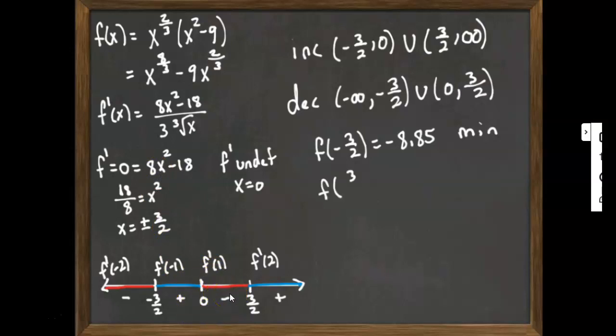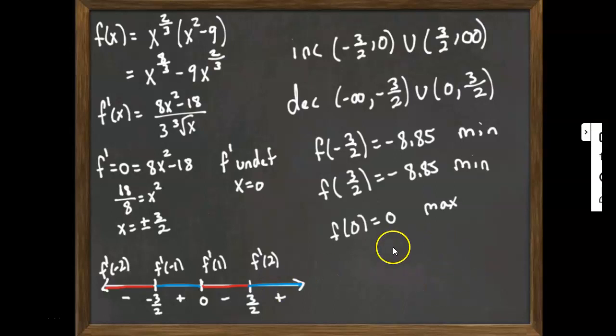So we can go ahead and write that one down. So max there at 0, and as well there at 3/2. It's decreasing and then increasing again. So 3/2, that comes out to negative 8.85. So that's also going to be another relative min. So 2 relative mins there and a relative max.